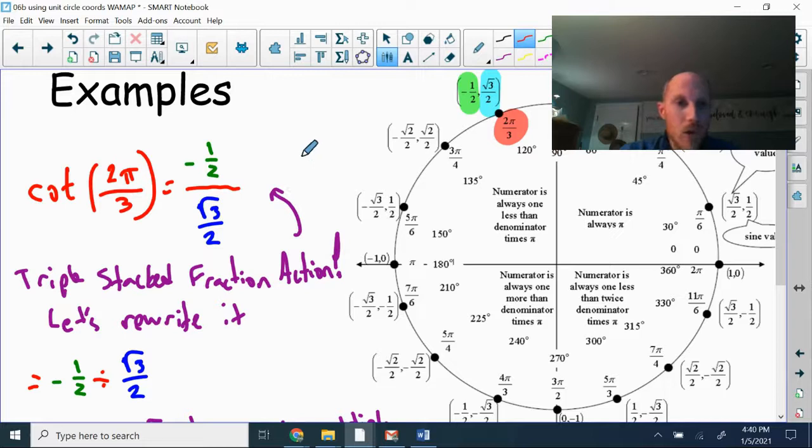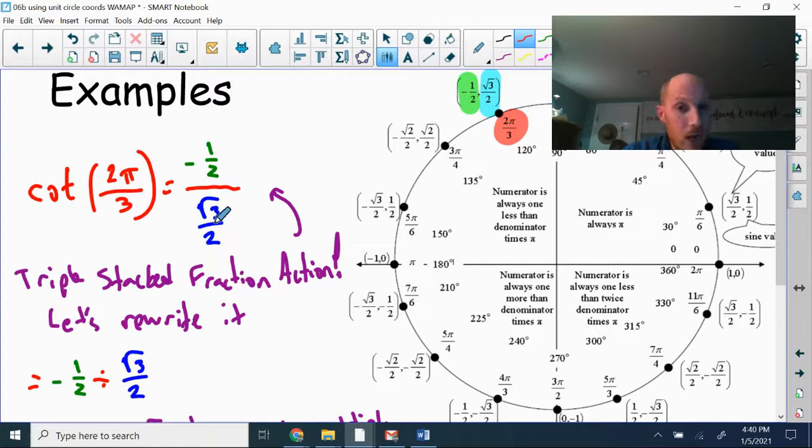So here we go. Cotangent of 2 pi over 3. So I found that angle, 2 pi over 3, on my unit circle is right here, highlighted in red. My x coordinate is green, negative 1/2. The y coordinate, negative, radical 3 over 2. For cotangent, it's x on the top, y on the bottom. So I've got my negative a half on the top, my radical 3 over 2 on the bottom.